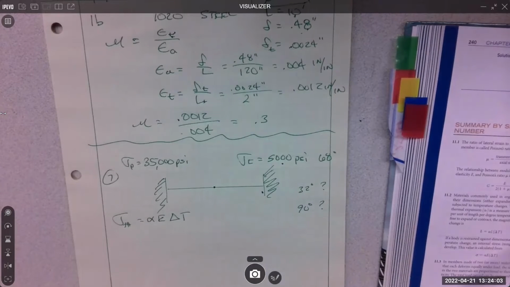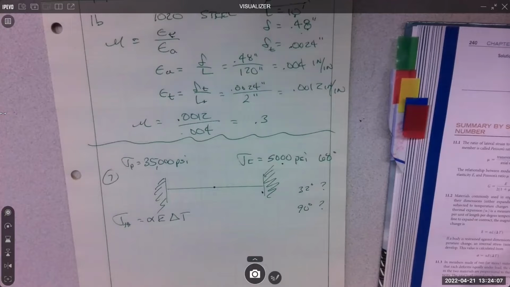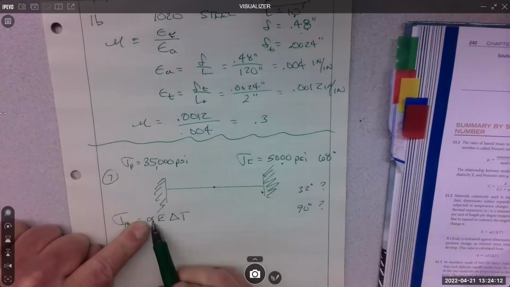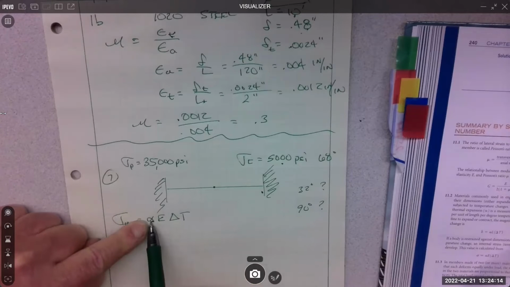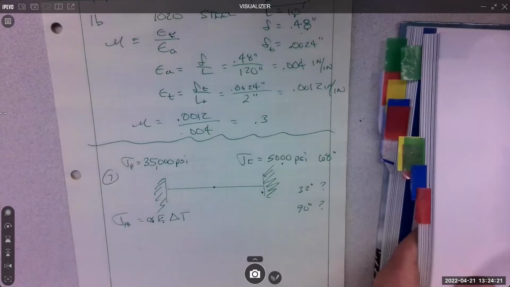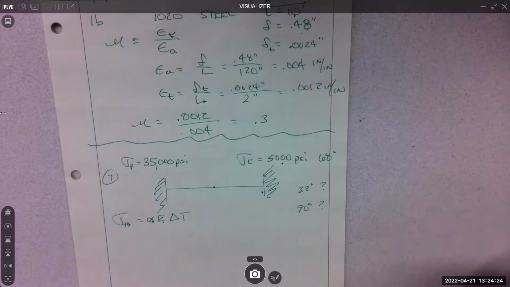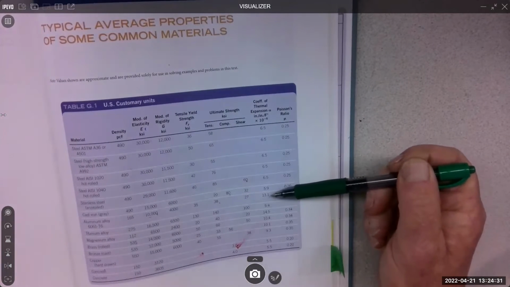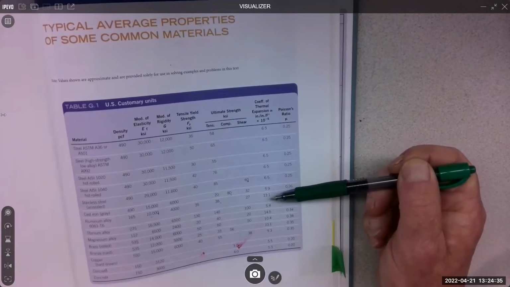So I hope they gave us this material. Aluminum wire. Perfect. So we've got to look up aluminum for the coefficient of thermal expansion and for the modulus of elasticity. So aluminum for the coefficient, 13.1 times 10 to the minus 6.